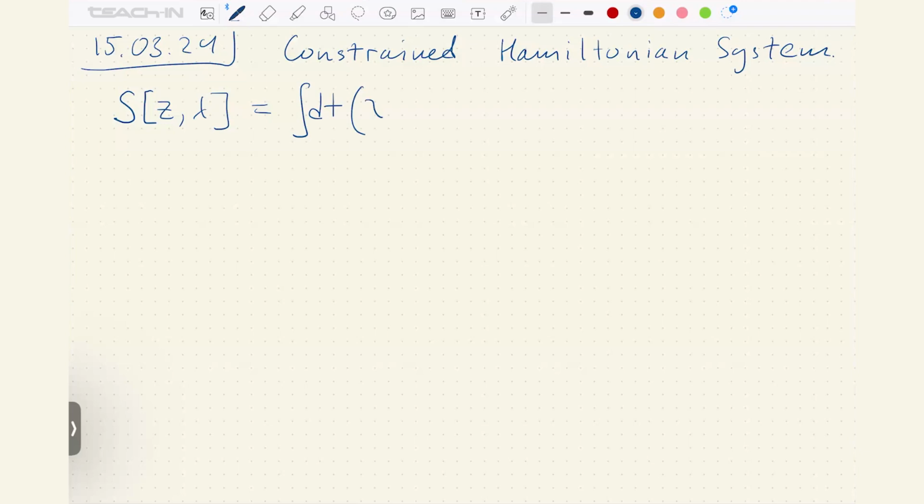So usually we have a kinetic term. Let me recall to you that this is the symplectic potential, with the differential of the symplectic structure, minus h of z, minus lambda alpha T alpha. Yeah, that's the general action of a constrained Hamiltonian system. So these are called constraints. These are called Lagrange multipliers.